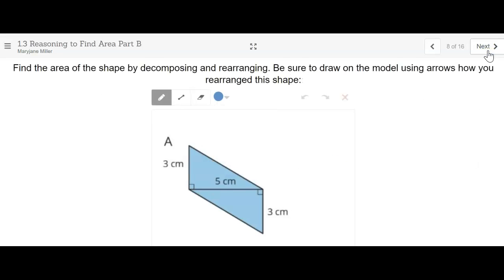So now, once we've learned how to do this with the grid, now we're going to use the side length measurements to show our thinking. Instead of having the squares in there to count, we know that this line across the middle is going to be 5 centimeters, and we know that this shape is 3 centimeters tall. And we can actually rearrange this shape by cutting this piece off and moving it up this way. And now you've created a friendly shape, a rectangle, and you know how to find the area of a rectangle.